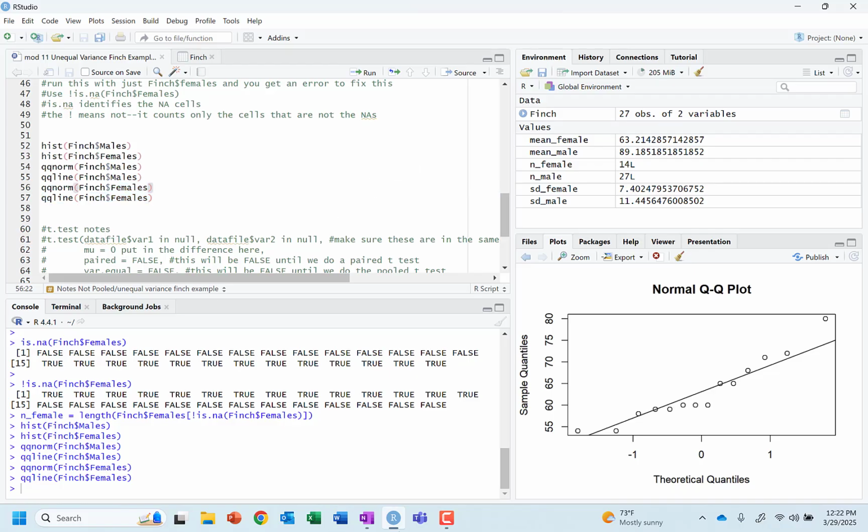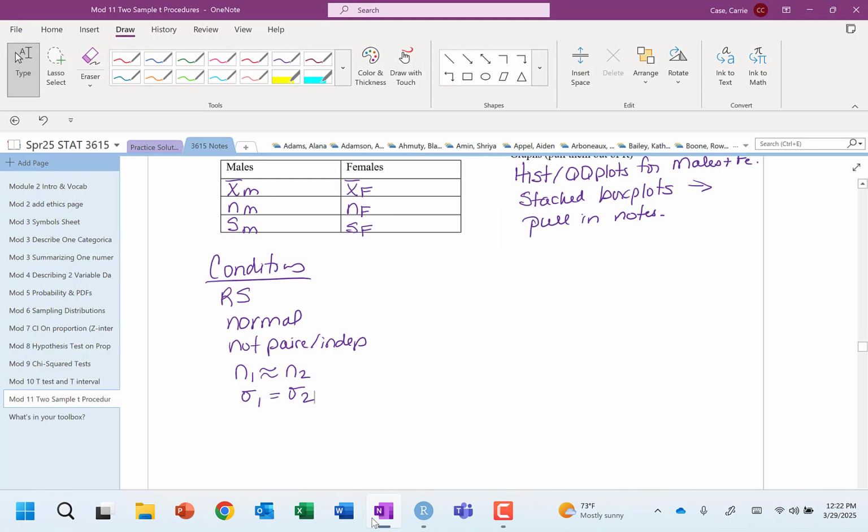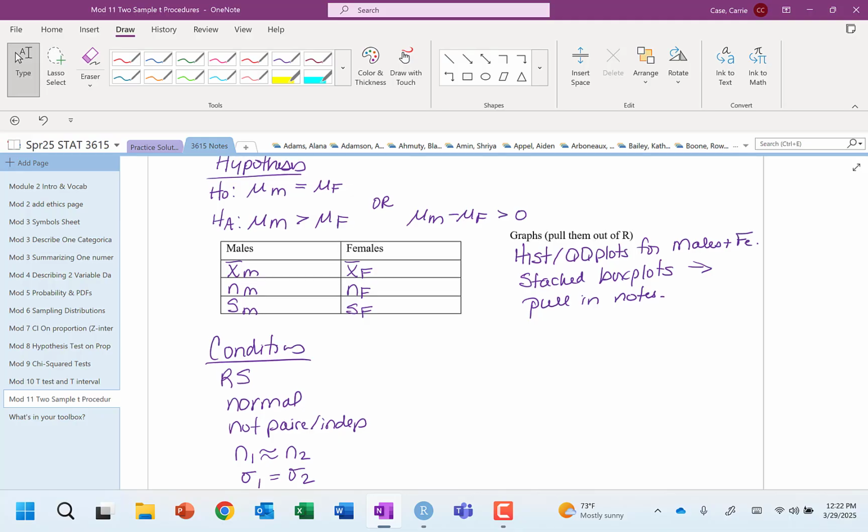So let's go ahead and put some of the stuff in the notes. So I have X bar for the males is 89.2. Sample size for the males is 27. Sample standard deviation for the males is 11.4. Females, sample mean 63.2. That's way lower. Sample size was 14 and sample standard deviation 7.4.